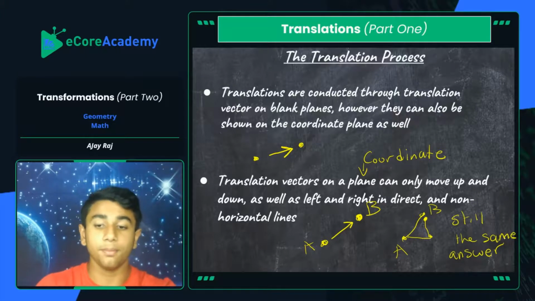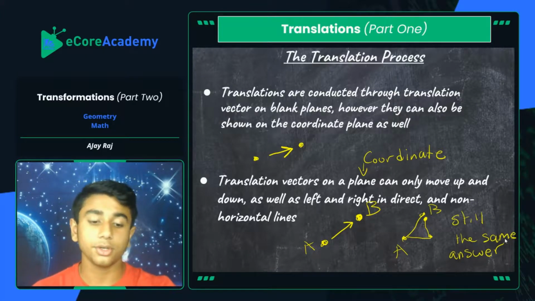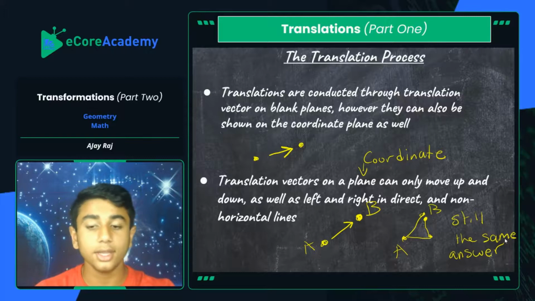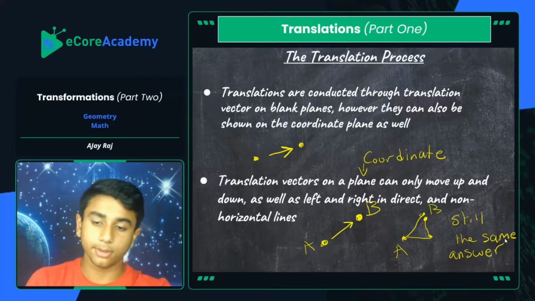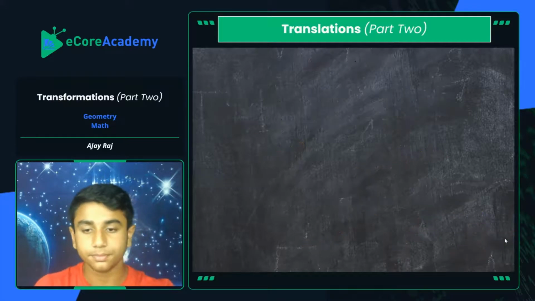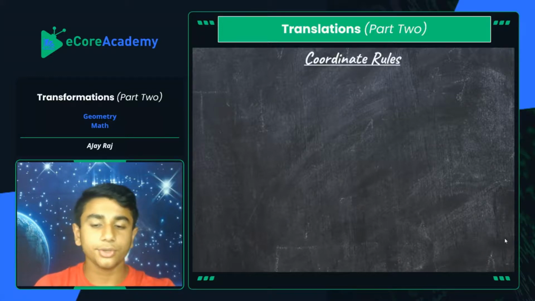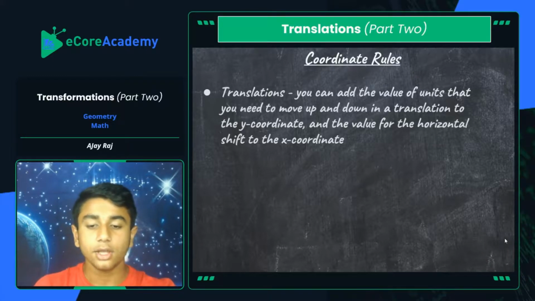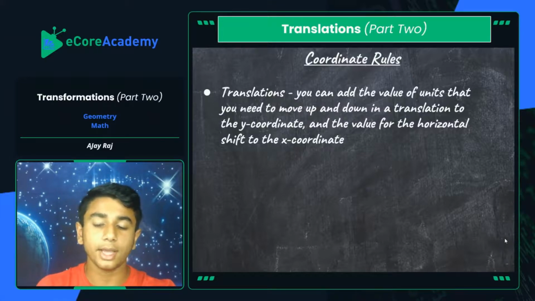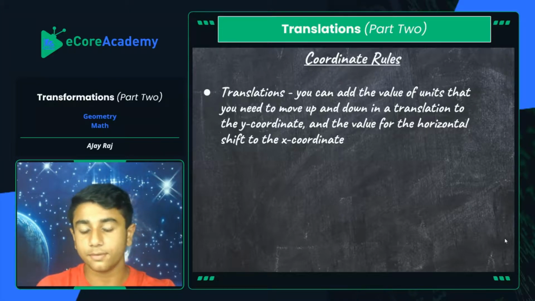With our coordinate rules on a coordinate plane, it's just way easier than even writing it out on a blank plane. You can simply plot that point. So let's look at our coordinate rules for translations. In a translation, you add the value of units that you need to move up and down to the y coordinate and the value for the horizontal shift to the x coordinate.